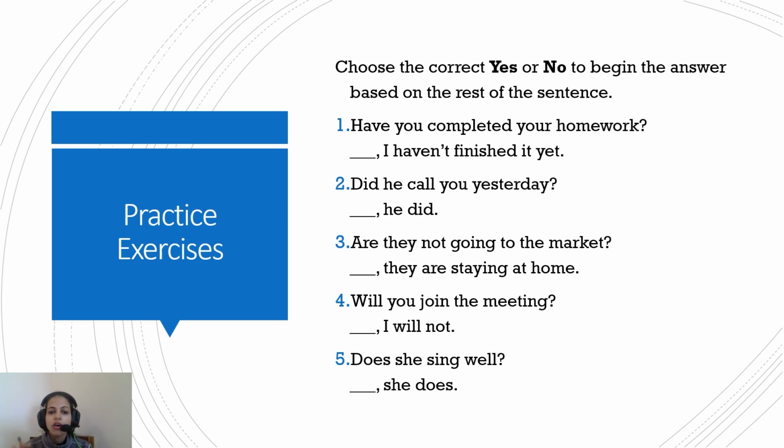Okay, let's go. Have you completed your homework? No, I haven't finished it yet. Did he call you yesterday? Yes, he did. Because it's did and not didn't. If it were didn't, you would say no, he didn't. Are they not going to the market? No, they are staying at home. Will you join the meeting? No, I will not, because not is there. Does she sing well? Yes, she does. Or if it was she doesn't, then no, she doesn't.